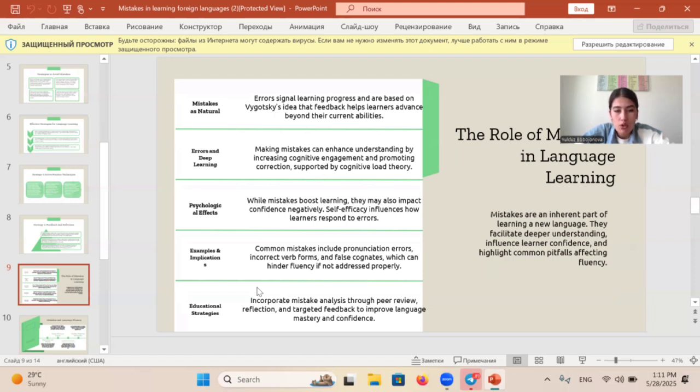While mistakes boost learning, they may also impact confidence negatively. Self-efficacy influences how learners respond to errors. And common mistakes include pronunciation errors, incorrect verb forms, and false cognates, which can hinder fluency if not addressed properly. So, incorporate mistake analysis through peer review, reflection, and targeted feedback to improve language mastery and confidence.